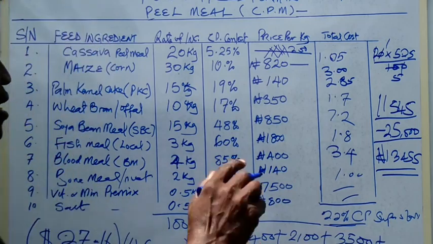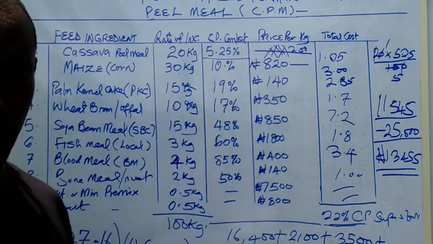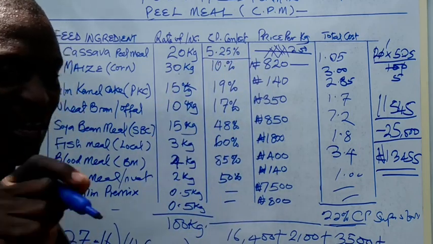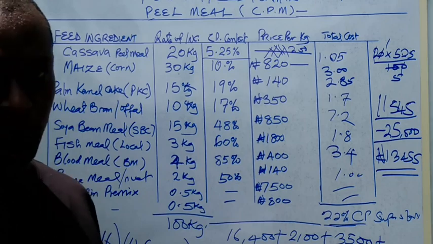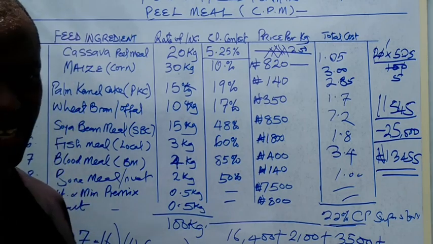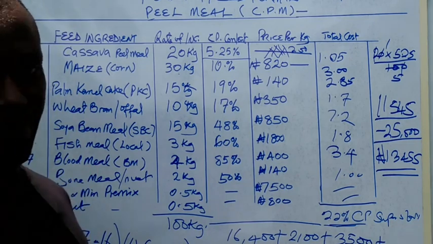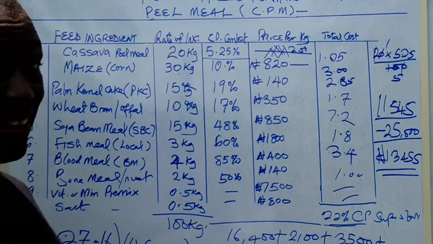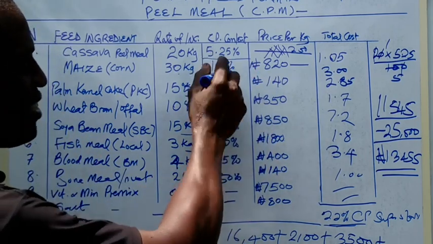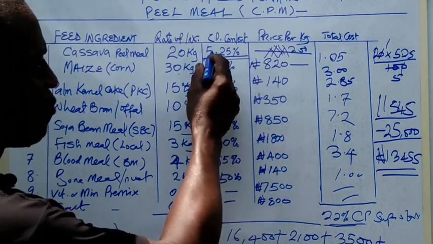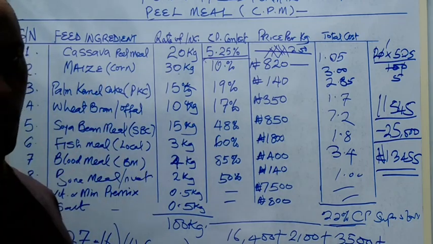Let me tell you one thing. Cassava peel has 5.25% crude protein, while cassava itself has less than 1% crude protein. Most times we eat the cassava and throw the cassava peel into the bush for the bush animals to eat, and that's why they get fatter and healthier than humans, because they are eating the best. Cassava peel is 5.25% crude protein, while cassava itself is less than 1%.